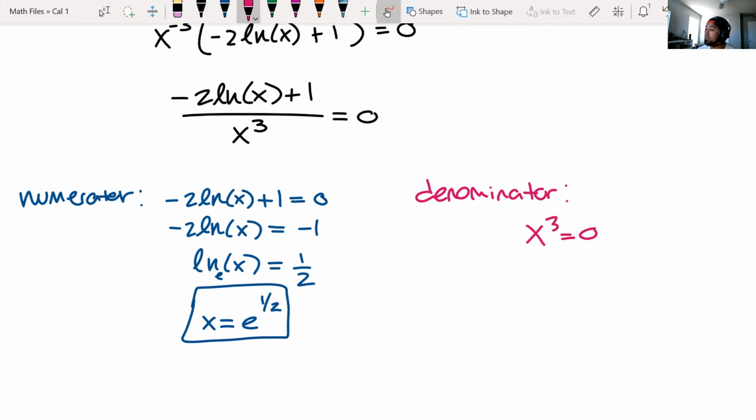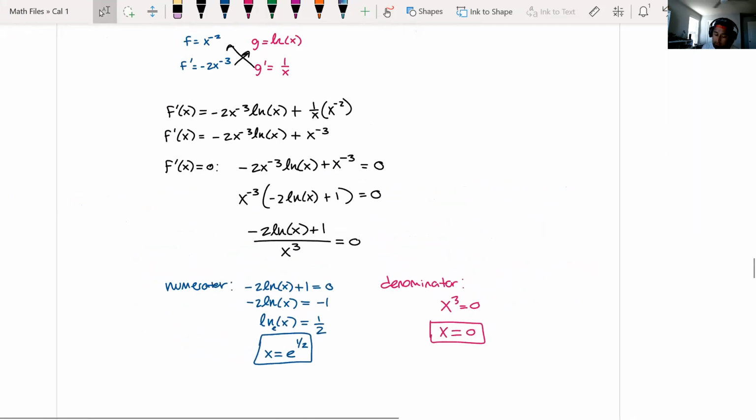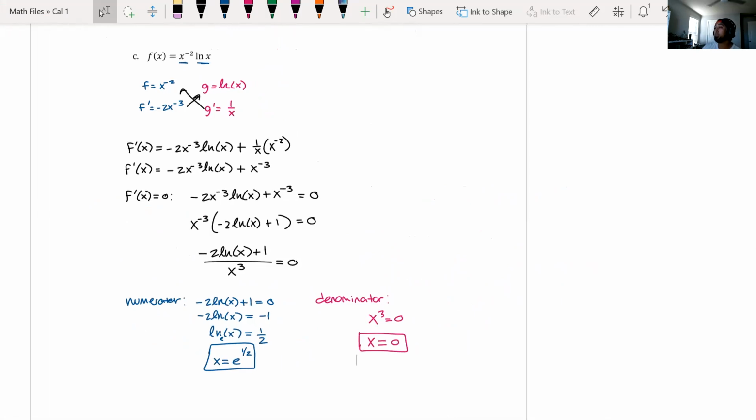X cubed equals 0. Therefore, x is 0. Here's where we have to be careful though, right? Because whenever we're finding max or mins, we have to take these critical numbers and plug them into the original function. So when we find critical numbers, we want to make sure the numbers we find fit in the domain of the original function. So if I were to plug this into the original one, what would the outcome be?